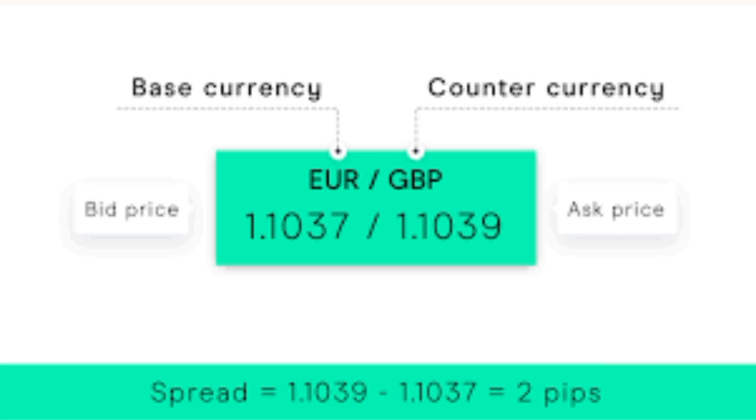So in a situation like this, you want to count the last digit, that is the fourth number in the 4 decimal places. In the GBP, the last one is 9, and in the euro, the last one is 7. So you want to work with the last numbers because they are the ones that are different. If you take 7 from 9, you get 2 pips.